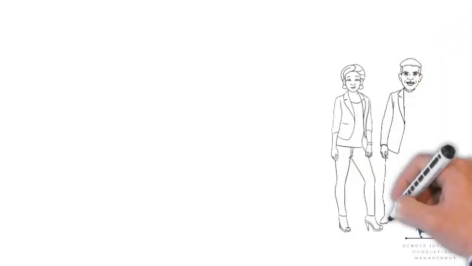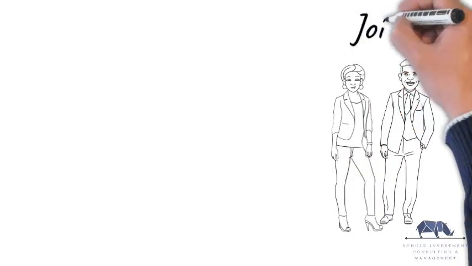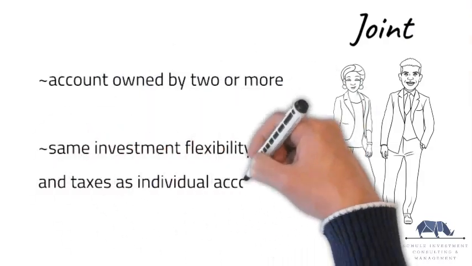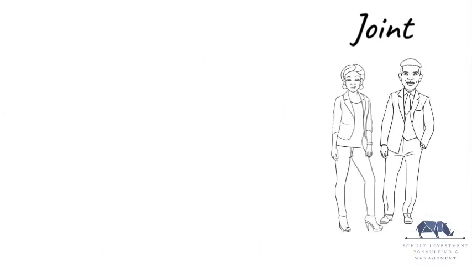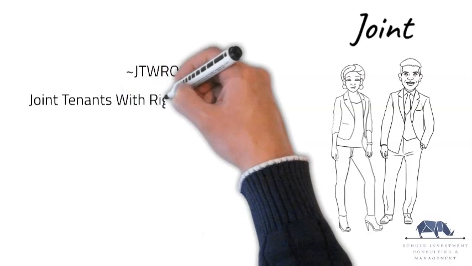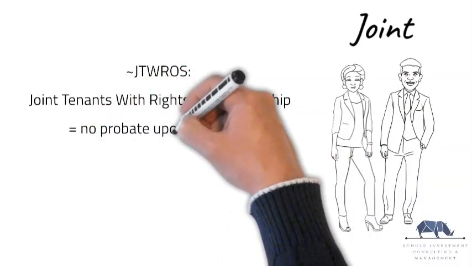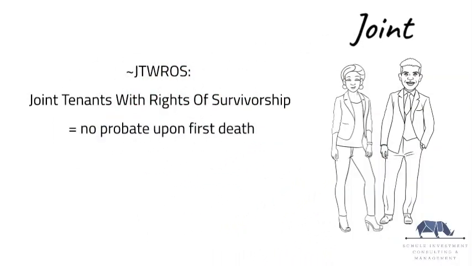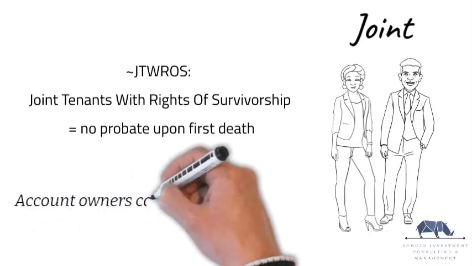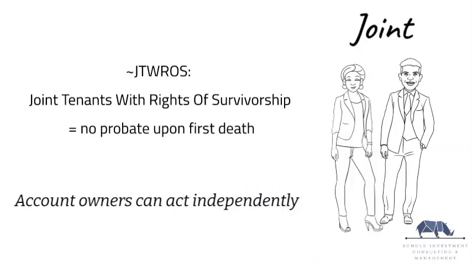The joint account can be tricky, so make sure you have the one you want. The 2 most common are joint with rights of survivorship and joint tenants in common. The JTWROS is the joint account that most of us think of when we establish a joint account. It's typically owned by 2 people, but it can be owned by more than 2. Everyone on the account owns the account and can act independently. When one owner passes away, the remaining owners inherit the account in full without probate or tax consequences.